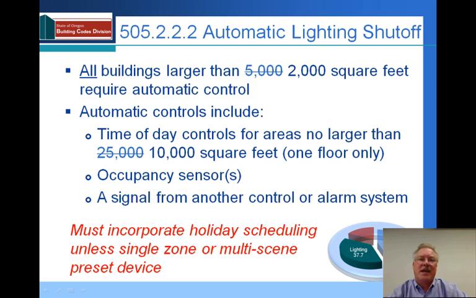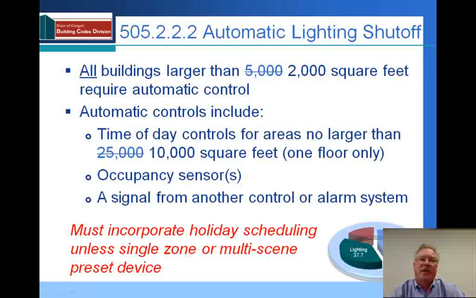The most energy-effective lighting design won't save any energy if the lights are on and nobody's home. Section 505.2.2.2 looks at automatic lighting shutoff for all buildings larger than 2,000 square feet. Automatic control is now required.